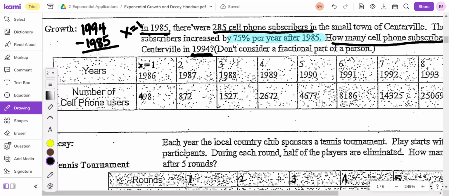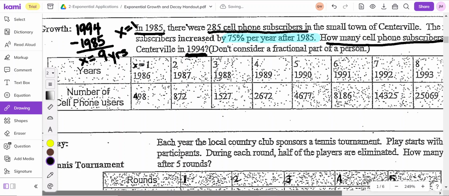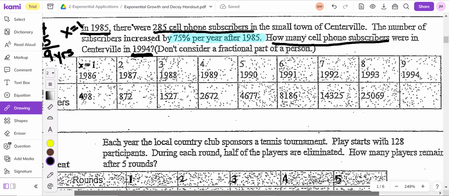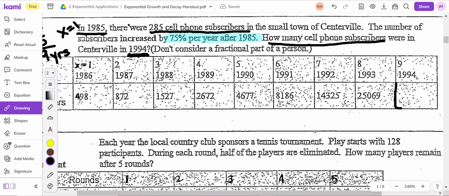1994 minus 1985. I'm sorry that my paycheck doesn't cover enough technology tools for you. All right, what was it, 8 years? 9 years. So if you put it in a calculator, it'll give you 9, okay? So they want to know how many subscribers in 1994. Basically, X equals 9. And if we look over here, you will see that X equals 9 is blank.